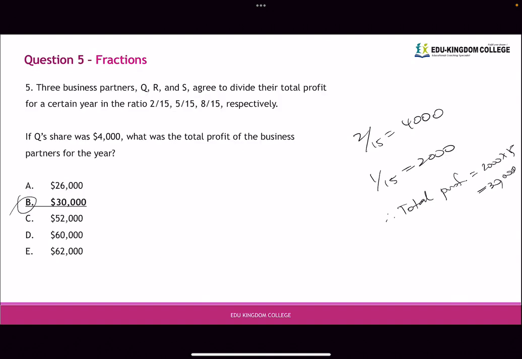Question 5 is a fractions question. So we have Q, R, S. We're looking at Q. So Q gets 2 out of 15 of the total profit every year. So if the share was $4,000, and that's 2 over 15, we're trying to figure out what 15 over 15 is, the total. So 2 over 15 is 4,000, 1 over 15 is 2,000, so 15 over 15 must be 2,000 times 15, 30,000.